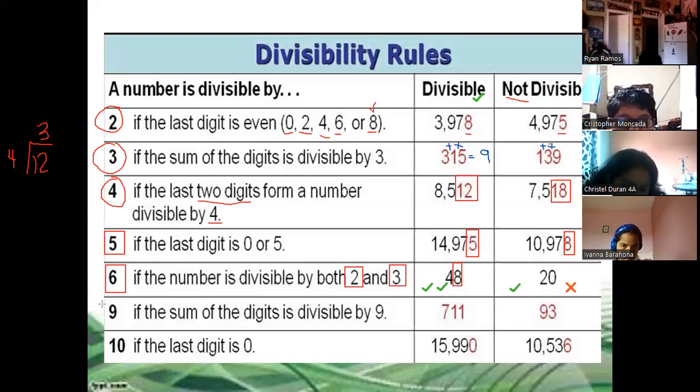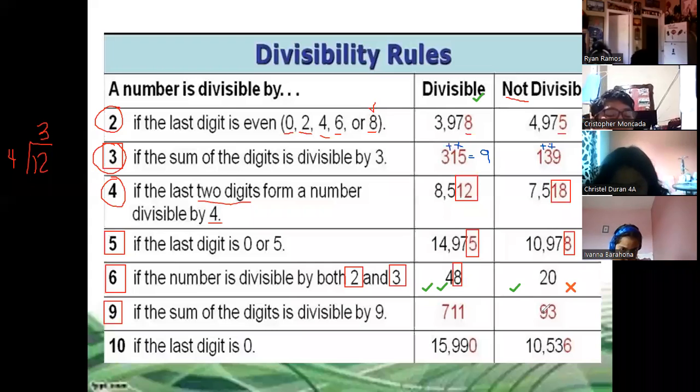Con una que no, entonces no es. Now, a number is divisible by 9 if the sum of the digits is divisible by 9. This rule is like the rule of the number 3. Exactamente igual. We have to add the digits, and then we check if we can divide it. 7 plus 1, 8, plus 1, 9.